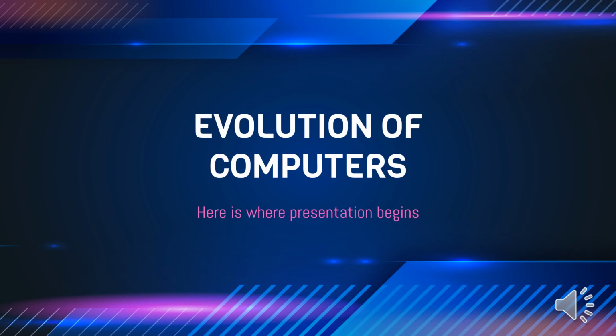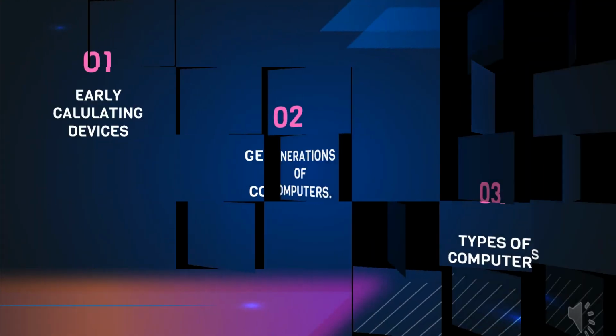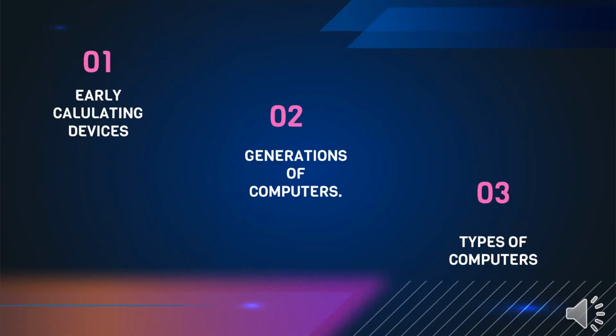I am Shan Thomas. Today we are going to talk about a new chapter, evolution of computer. Now let us divide the chapter into three parts. First, early calculating devices. Second, generations of computers. Third, types of computers.